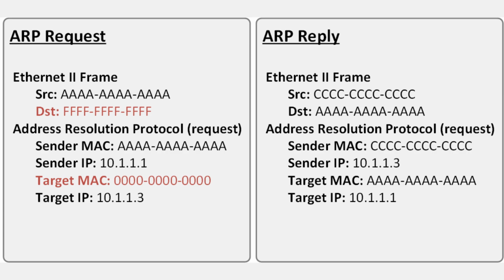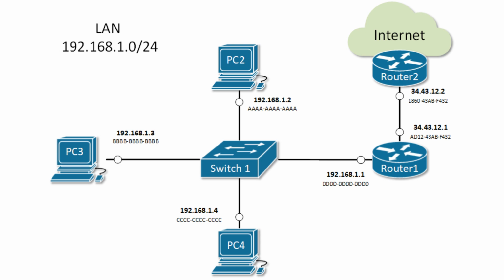There are 4 typical cases when this happens. Case 1: a host wants to send data to another host in the same network. For example, PC2 sends a message to PC3. PC2 sends an ARP request about the IP address of PC3, 192.168.1.3. Everybody on the LAN receives a copy of the ARP frame. PC3 replies back with its physical address, BBBBBBBBBBBB. All other hosts drop the ARP request.